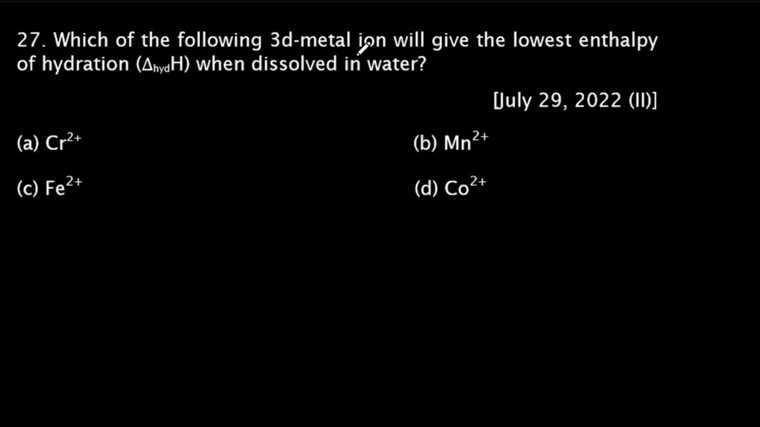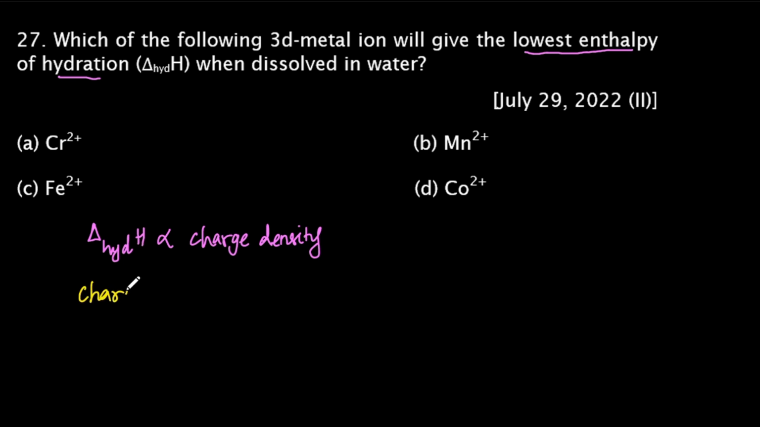Which of the following 3d metal ions will give the lowest enthalpy of hydration when dissolved in water? The enthalpy of hydration depends on the charge density of the ion. The enthalpy of hydration is directly proportional to the charge density, and we know the formula: charge density is equal to charge divided by volume.